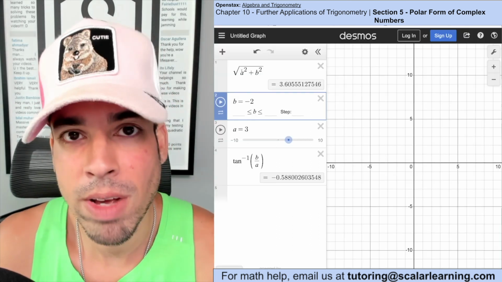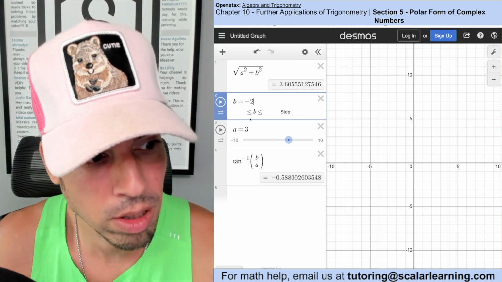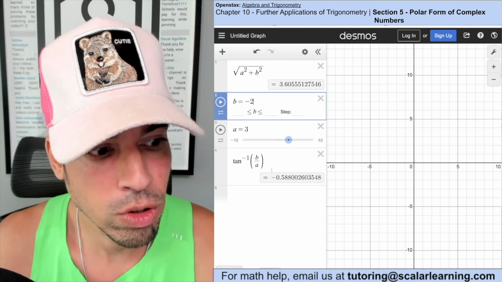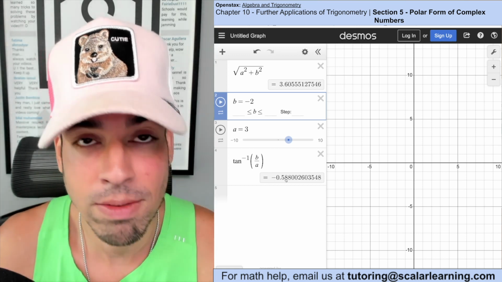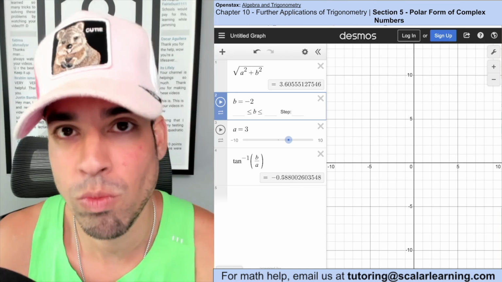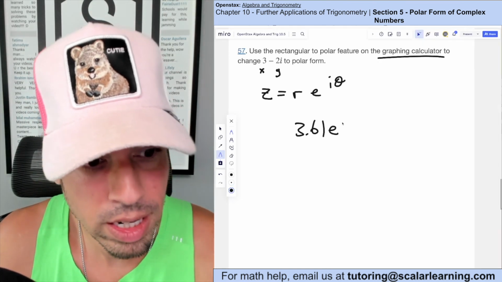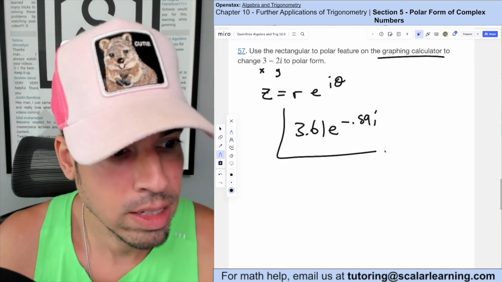So again, to get the r value, we take the square root of a squared plus b squared, or x squared plus y squared, and I plugged in the values there. So we get 3.61 to the nearest hundredth. We've also found the theta value using this formula, which is -0.59 if we round it to the nearest hundredth radians. So let's plug it back in. And we got 3.61 e to the -0.59 i. That's how you do it.